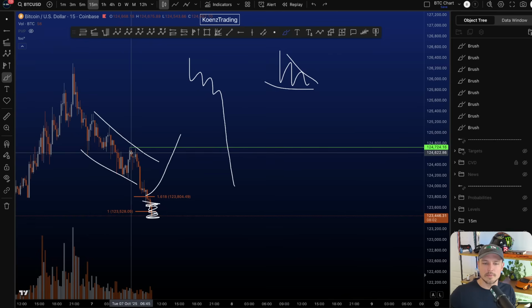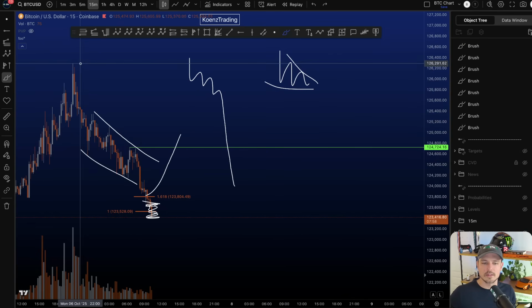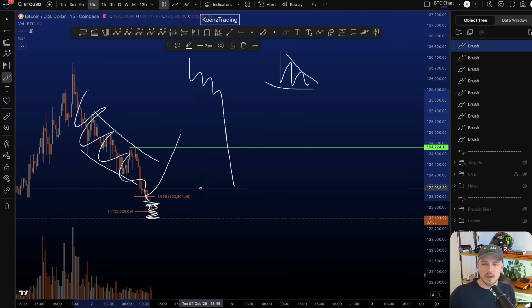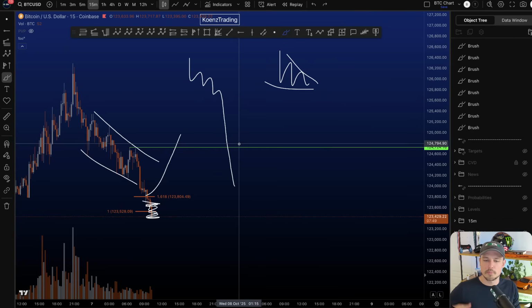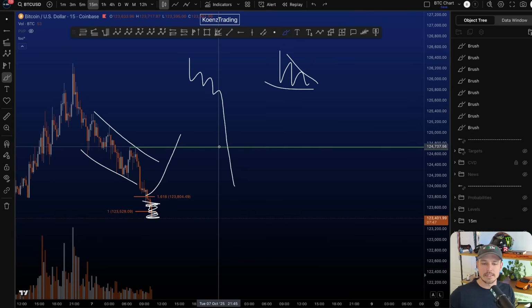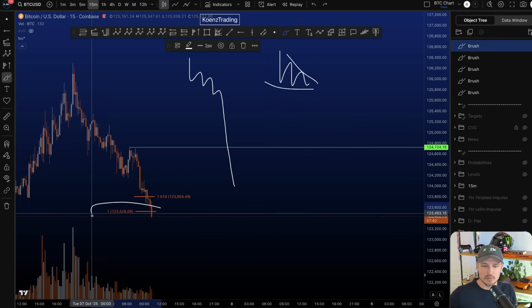Probabilities are higher after the multi 1, 2 is then invalidated here. Probabilities are higher that this is corrective compared to this being a diagonal, unless proven otherwise with whatever is happening over here. But that is what the probabilities are going to be initially, right?